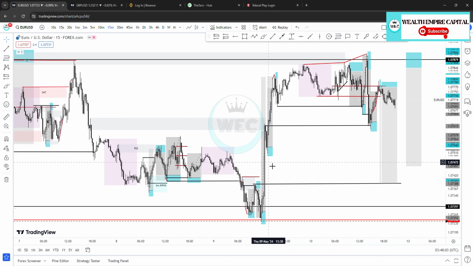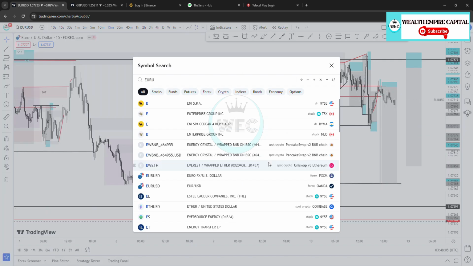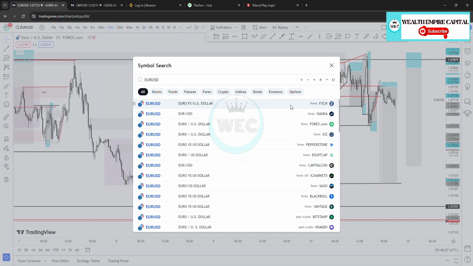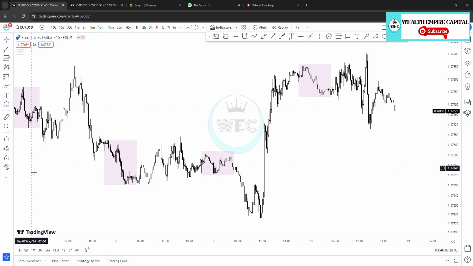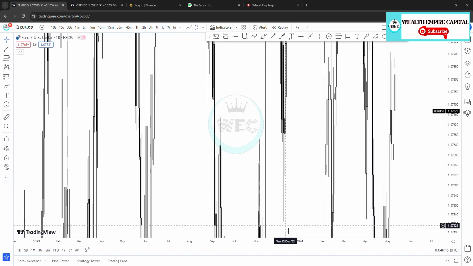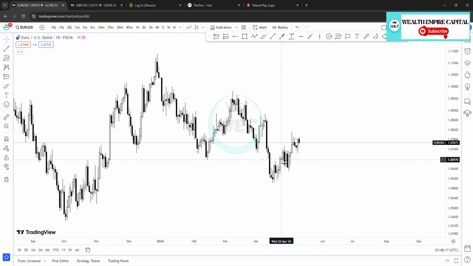So yeah, without wasting much time, let's step onto the chart. Let's begin with a clean sheet over here. All right, so I'm going to start with Euro USD, and I'm going to start from the daily time frame.